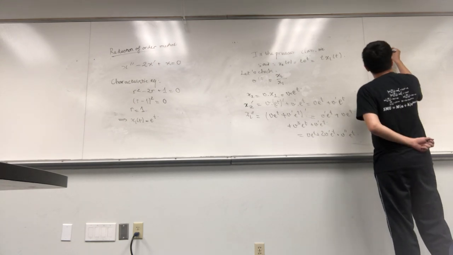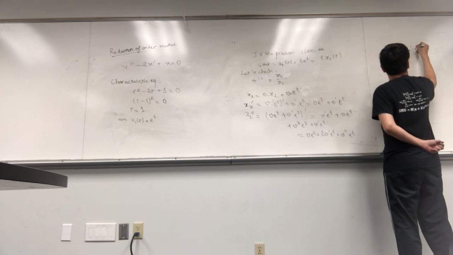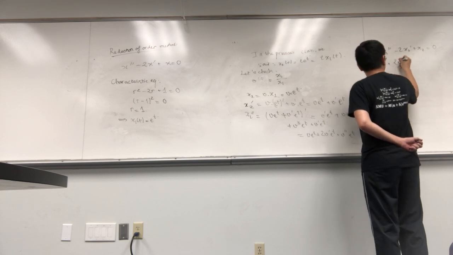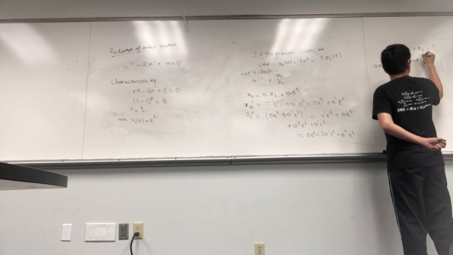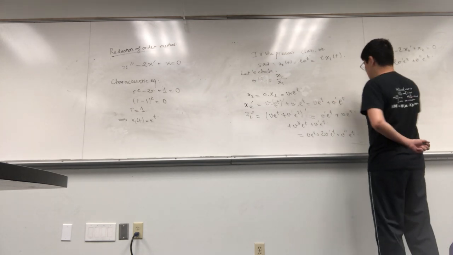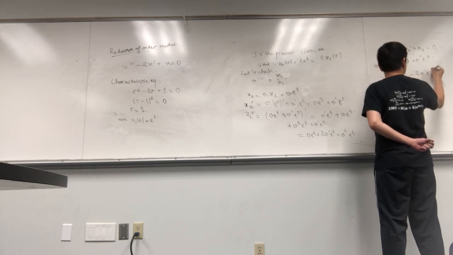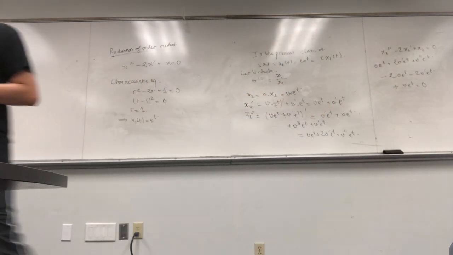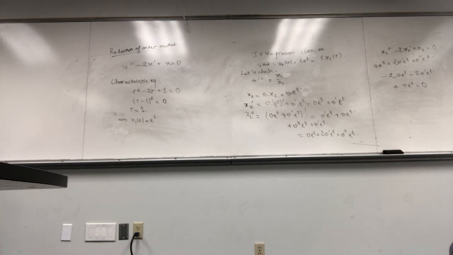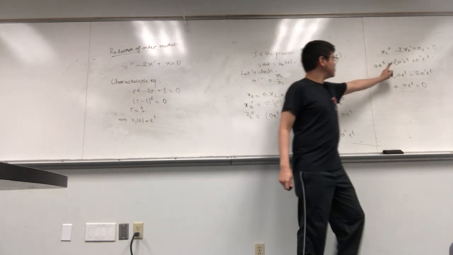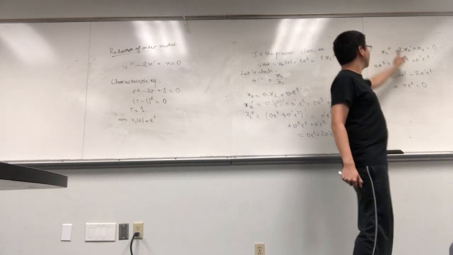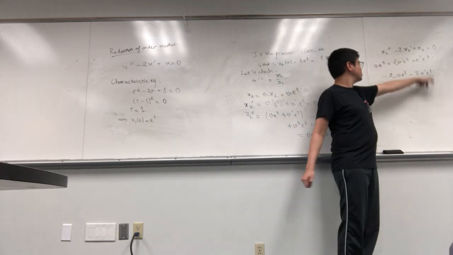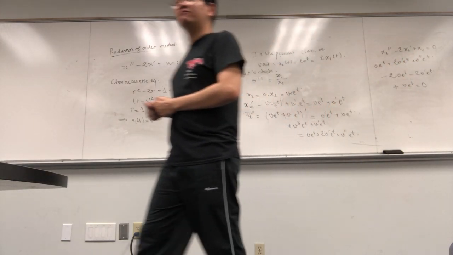Now, I'm going to put everything together. I'm going to put x2 second minus 2x2 prime plus x2 is 0. So I'm going to put v e to the t plus 2v prime e to the t plus v second e to the t, minus 2 times v e to the t, minus 2 times v prime e to the t, plus v e to the t is 0. So I put everything together: x2 second, minus 2x2 prime, plus x2, and the sum of everyone is 0.